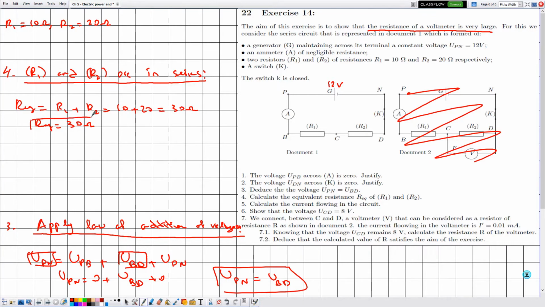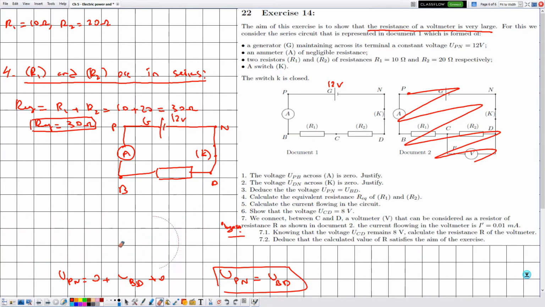And recall that whenever we calculate an equivalent resistance, it's convenient to represent this equivalent resistance in the new electric circuit. So this is the ammeter. This is the point B. The point C eventually will disappear. This is the closed switch K. This is the point N. This is the point P. This is G, which is given by 12 volts. And here we have an important result that UPN is equal to UBD.